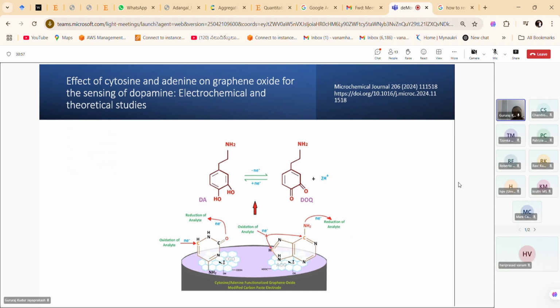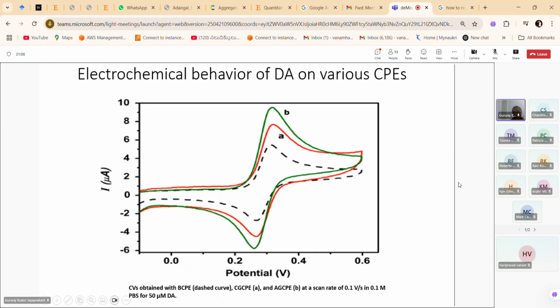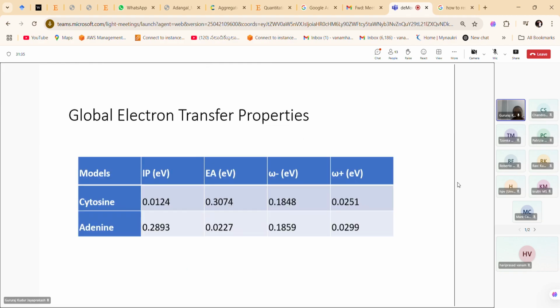We functionalized the graphene with different types of organic molecules. Here we have selected cytosine and adenine. This is just the carbon system, normal graphene. When we just use the graphene, we get the redox peak current like this. But when we add cytosine, in red, and when we add adenine, we get the peaks mentioned in the green curve. So it indicates that when we add a different organic molecule, we get different currents. Why is it occurring like this?